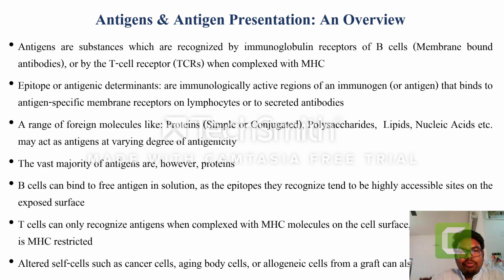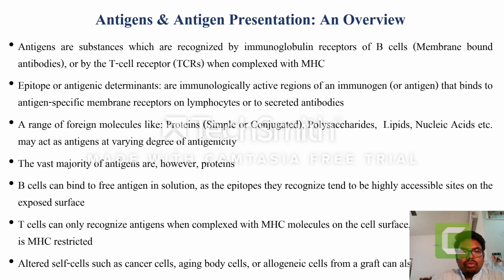There are two types of MHC molecules, class 1 MHC molecules and class 2 MHC molecules. Class 1 MHC molecules are present on the surface of all nucleated cells. However, class 2 MHC molecules are present basically on the surface of antigen presenting cells, for example, dendritic cells, B cells, etc.